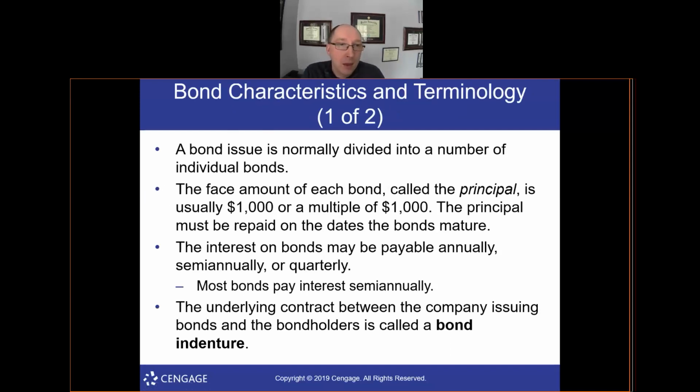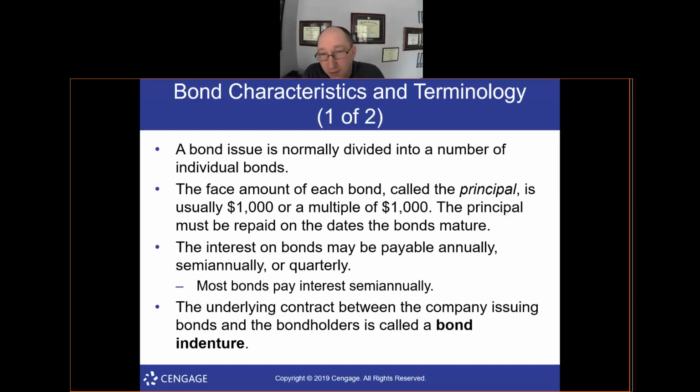Okay, here's an example. A bond issue is normally divided into a number of individual bonds. In other words, let's say the company issues a $100,000 bond. The company will typically issue a series of smaller bonds. So instead of a $100,000 bond, which is a lot of money, they'll issue a hundred $1,000 bonds. The reason for that is because they're able to raise more capital by dividing it out.